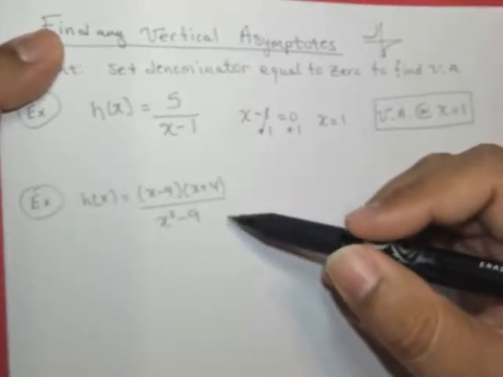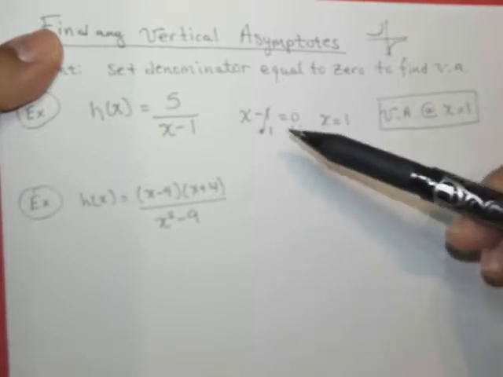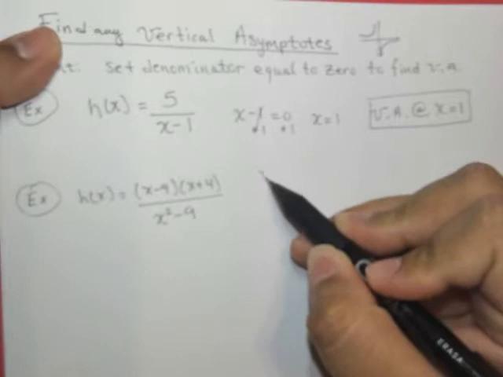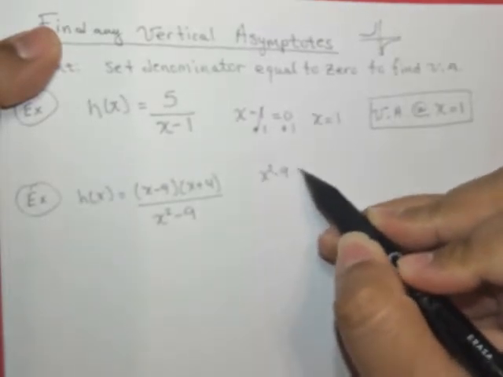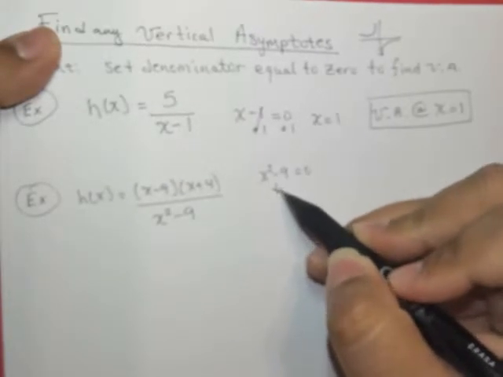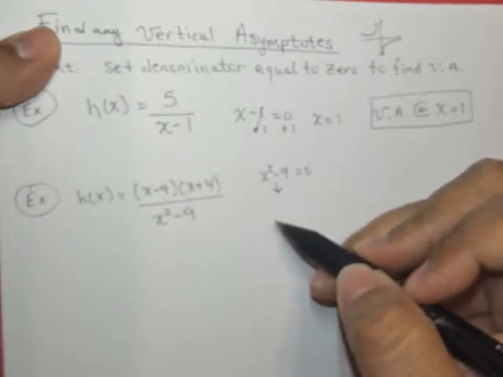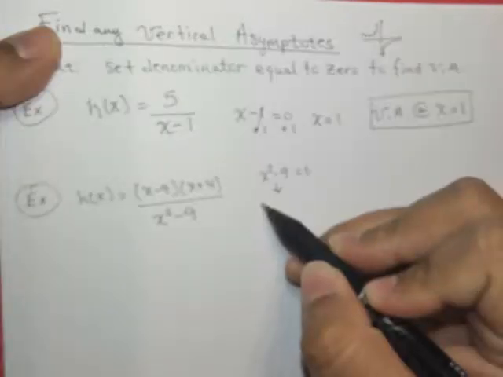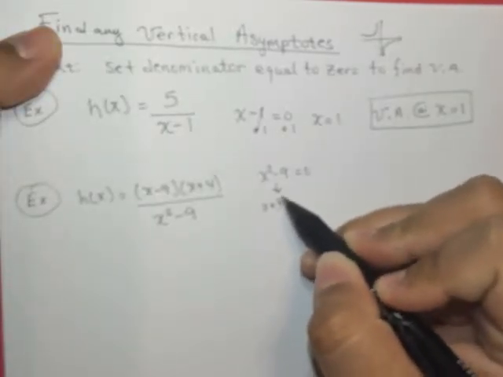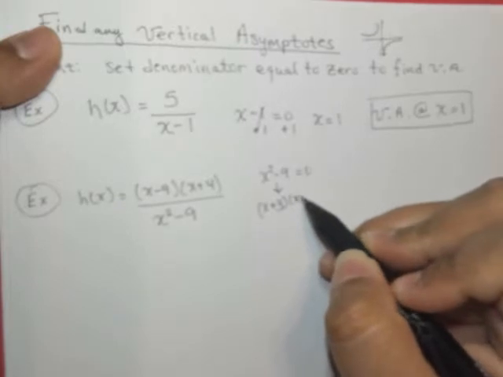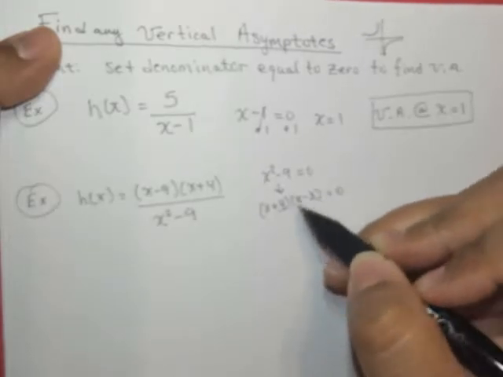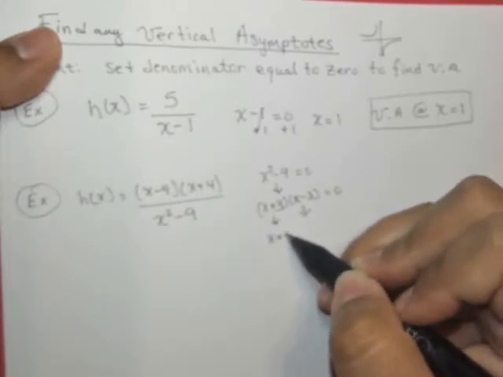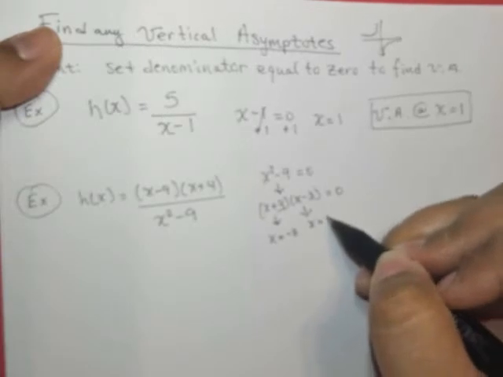We have another rational function, and again, the numerator is not really important to us, but the denominator is. What we do is set the denominator equal to 0. Now, you should recognize that this is what we call a difference of two squares, or dots as I call it. So we're going to take x plus 3 and multiply it by x minus 3. We set it equal to 0. Now we apply the zero factor property, and x equals -3 and x equals +3.